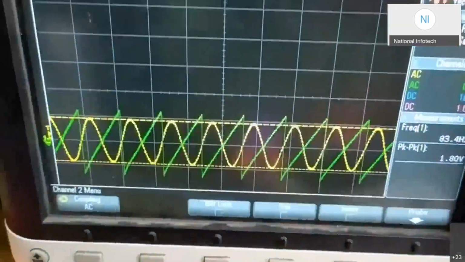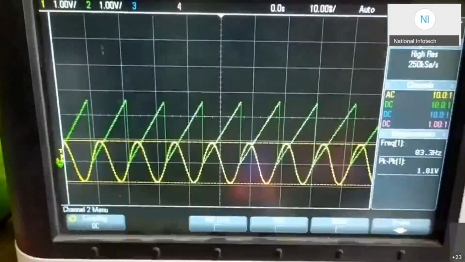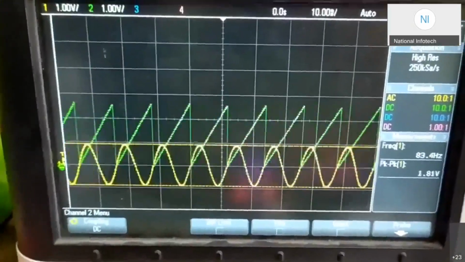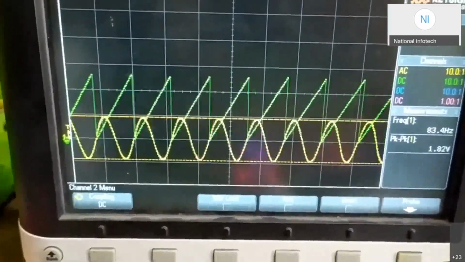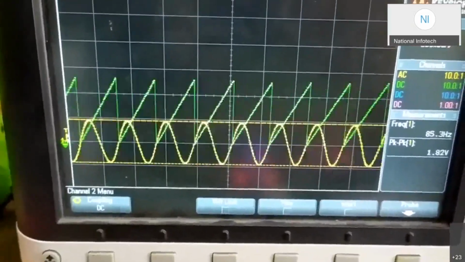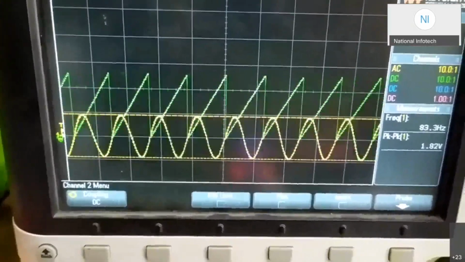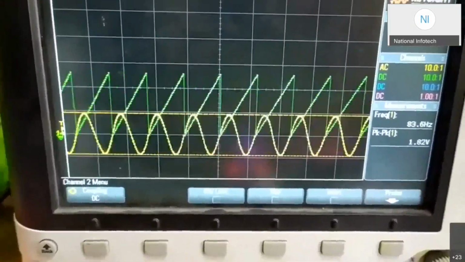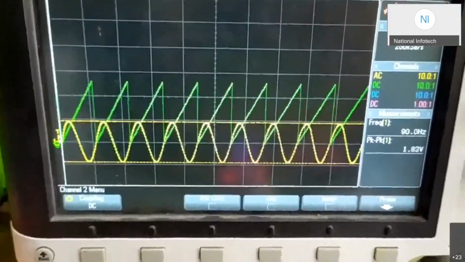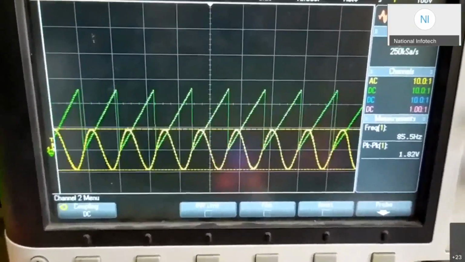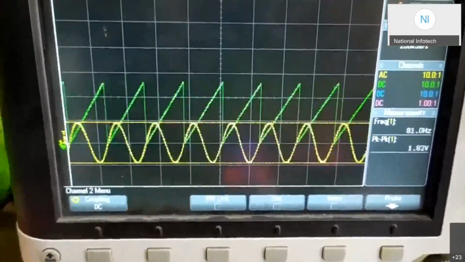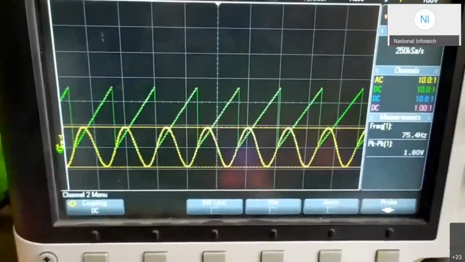So we have taken the angle again. Right now the frequency is 83 and the angle tracking is correct. Now I will change the frequency and we will observe in the oscilloscope. Focus on the frequency of the signal also. You see the frequency is increasing. It went to 90. After 90, I am reducing it. You see, it is tracking the angle very accurately.